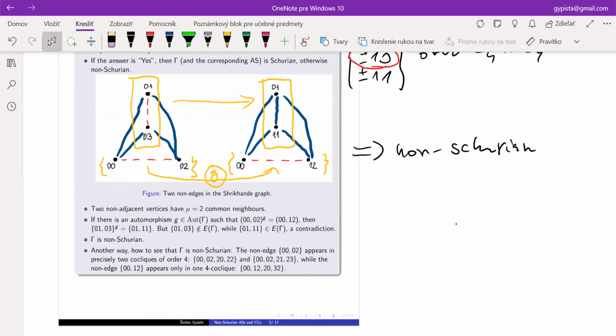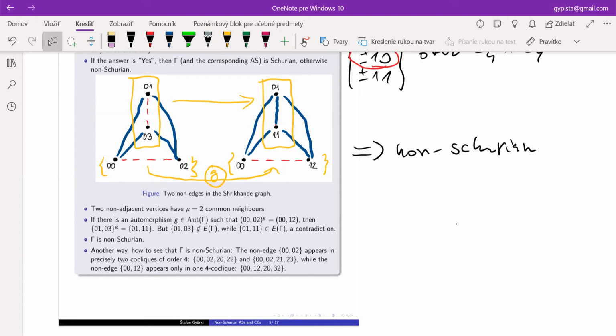There is also another way how to see this. May I ask somebody to switch off their microphone? Because it is... It's done. Štefan, everything is fine now. Okay, thank you.